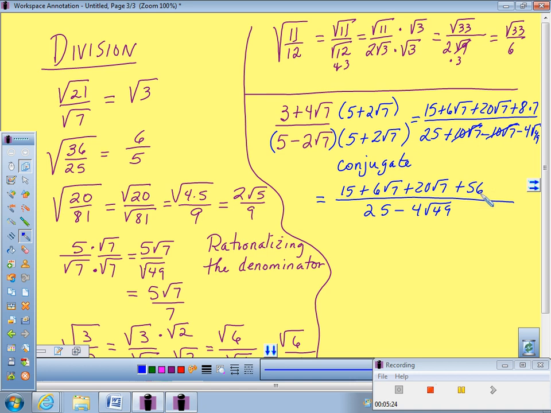On the bottom, I could have done the same thing. Square root of 49 is really 7. So in reality, all I have there is 25 minus 28. If you simplify that, you're going to get negative 3 in the denominator. On the top, if I combine like terms, 15 and 56 are going to make 71. 6 square root of 7 plus 20 square roots of 7 is going to give us 26 times the square root of 7. And you'd think, I'm done.